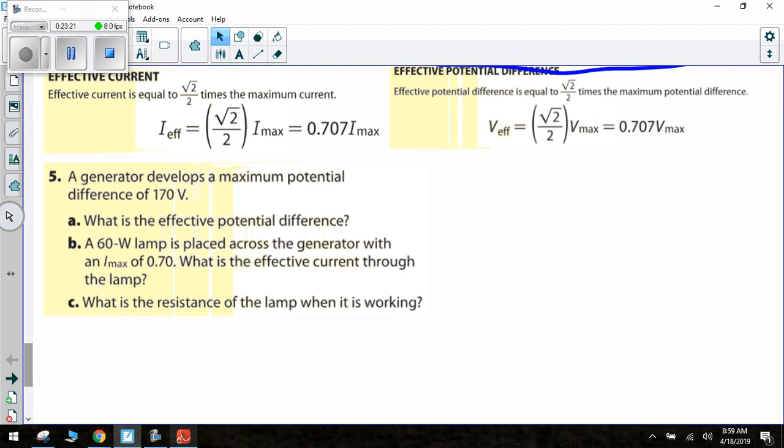All right, these last little examples right here are super, super simple, so I probably don't even need to go over them. I just wanted to make sure that you looked at them. If I'm looking for the effective potential difference, I'm using this equation. If I'm looking for the effective current, I use this equation. If I want to then figure out the resistance, it's just R equals V over I.